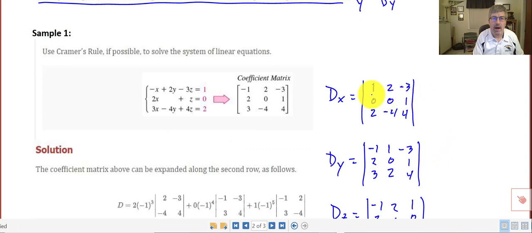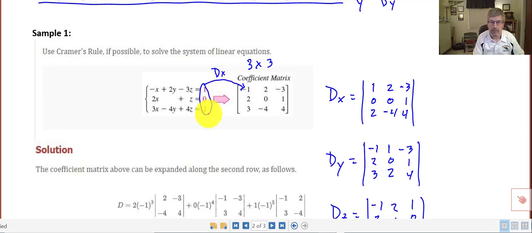So we've got a 3-variable system of equations, which is going to create a 3 by 3 coefficient matrix. Our constant in our first row is 1, our constant in our second row is 0, and our constant in our third row is 2. For D sub x, we would replace our x values, the first column, negative 1, 2, and 3, with our constants. We take our constants and put them in that column. That's going to be D sub x.